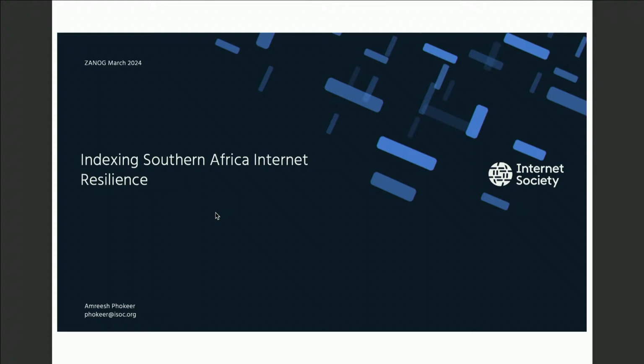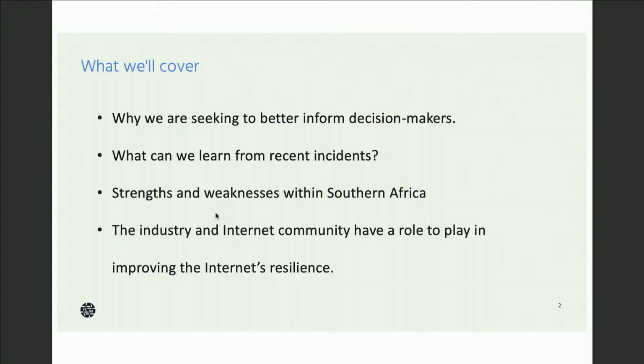I work for the Internet Society. I do mostly research over there, and I will tell you about one of the new products that we launched a couple of months ago, which is called the Internet Resilience Index. What I'm going to talk about today is internet resilience in Southern Africa, with a focus on South Africa, of course. Okay, so what are we going to cover today?